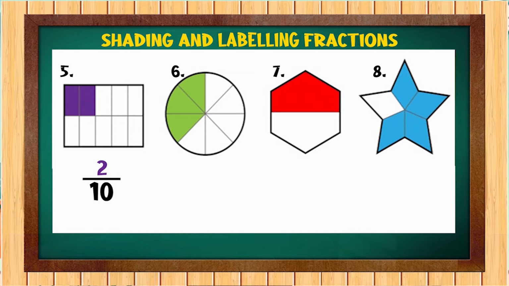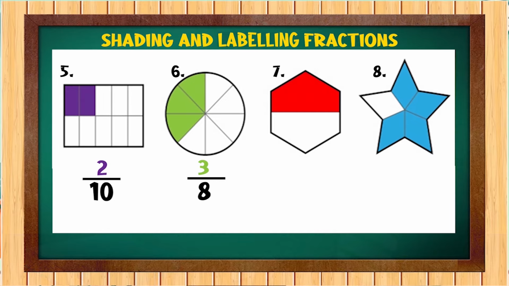Now let's look at our fifth shape. Look at it carefully and then identify a fraction that would correctly represent that shape. Here, the shape is divided into 8 equal parts. It's a circle and it's cut into 8 equal parts, and 3 out of those parts are shaded. The fraction, therefore, would be 3/8. So if you guessed 3/8, well done.